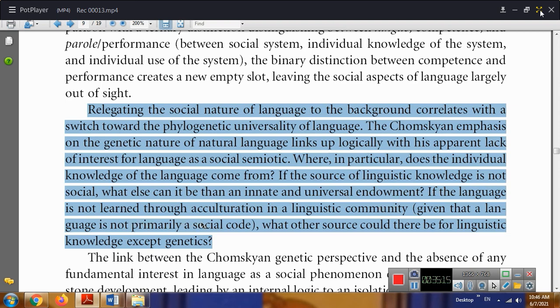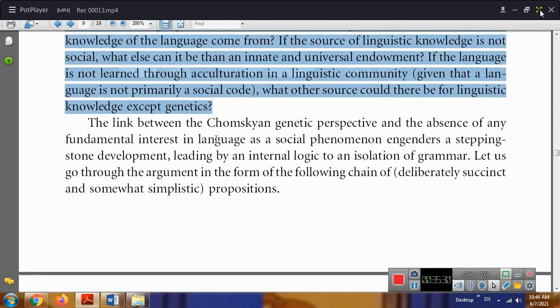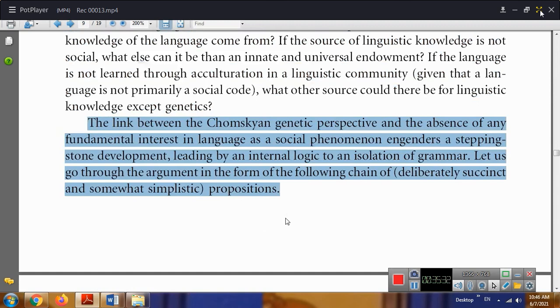If the language is not learned through acculturation in the linguistic community, what other source could there be for linguistic knowledge except genetics? The link between the Chomskyan genetic perspective and the absence of any fundamental interest in language as a social phenomenon engenders a stepping stone development, leading by an internal logic to an isolation of grammar.